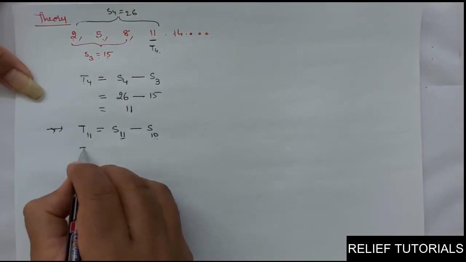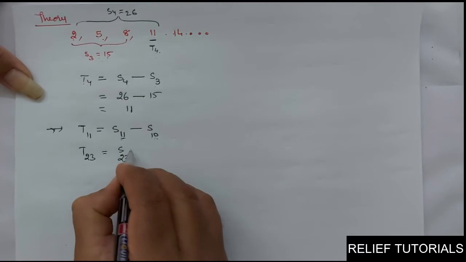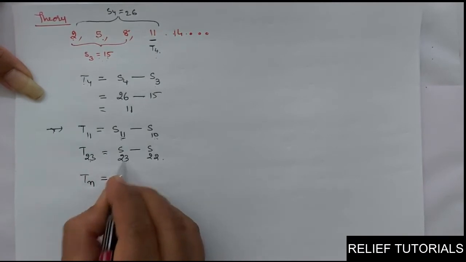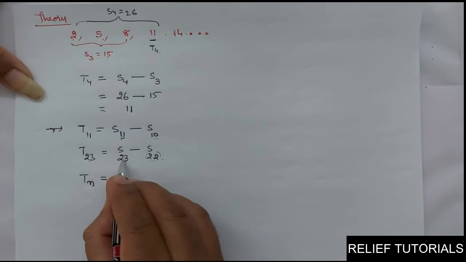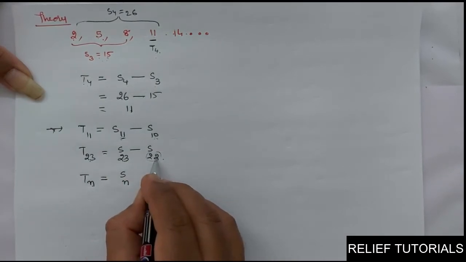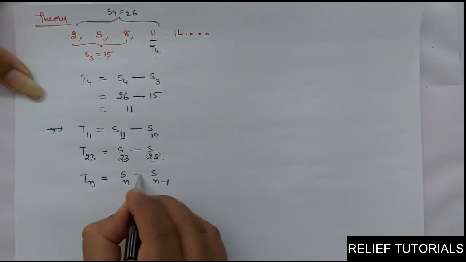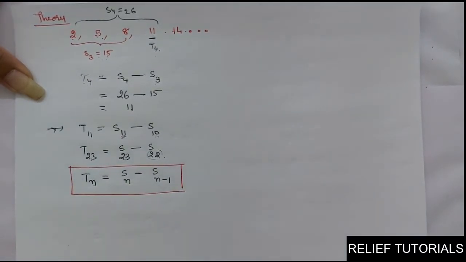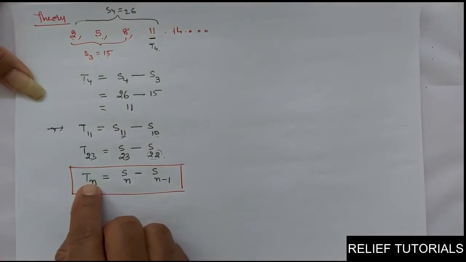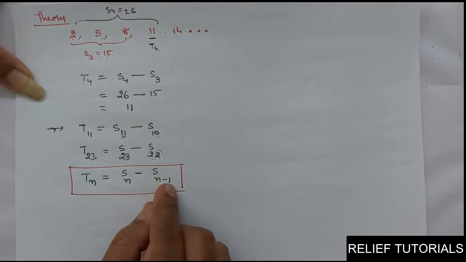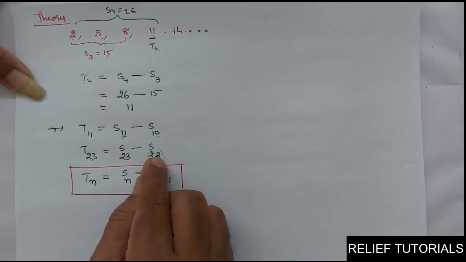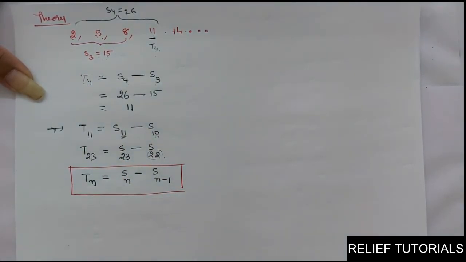Similarly, if I say the term 23, what will you get? You will get S23 minus S22. So similarly, if I say Tn, 23 means 23, n means n, one less than this. So it is 23, so here it is 22, that is 23 minus 1. So I can say here Sn minus 1. So now this is the concept. See, so now I can say the nth term Tn is equal to Sn minus Sn minus 1. One less than this. n means n minus 1. 23 means 22. See, 11 means 10. 23, 22. 1 less. n, 1 less. n minus 1. Have you got it? So this is the concept you have to keep in your mind. I hope you understood this concept.